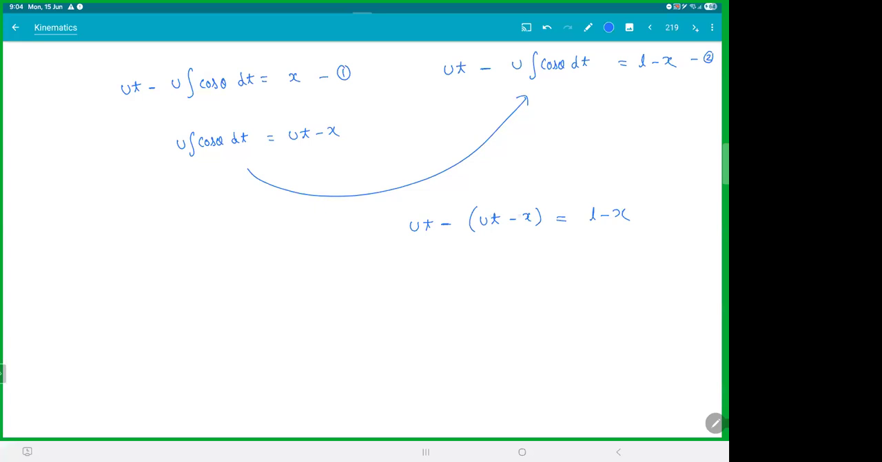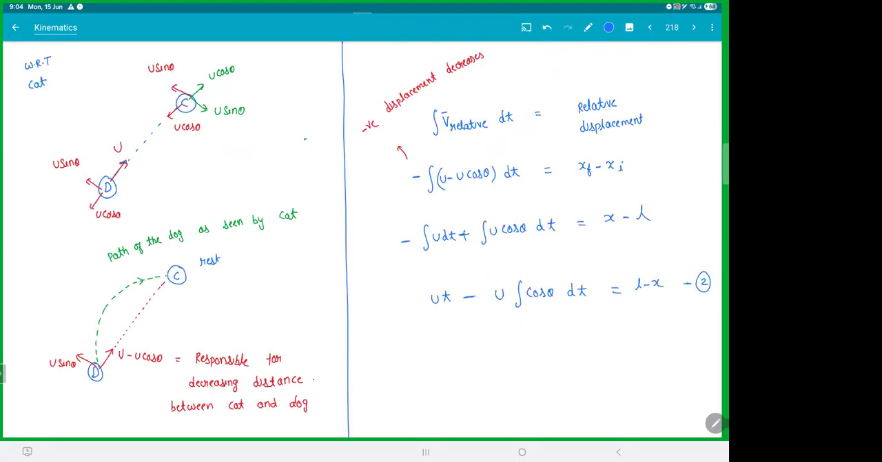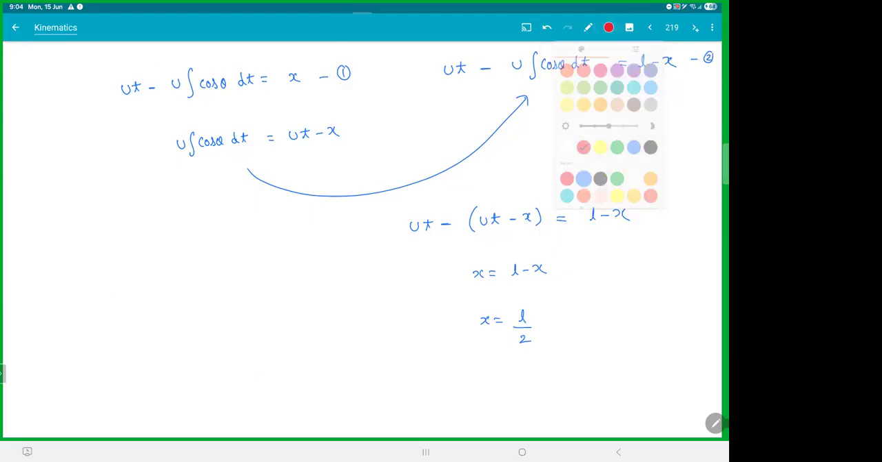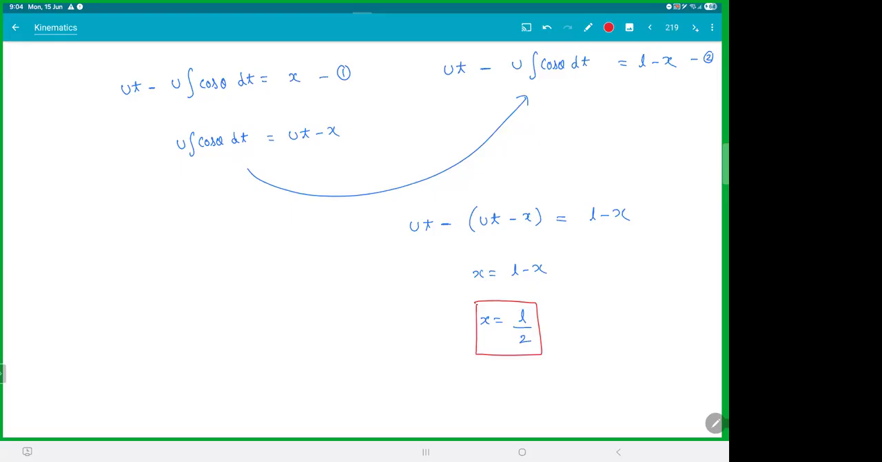L minus x. Ut will cancel. We get x is equal to L minus x, and we get x is equal to L by 2. The second integral should be plus. Now it is fine, no, Yukti? Yeah, I made a mistake there. So this was the minimum distance. If the cat and the dog have the same speed, the distance will be half of that initial distance.